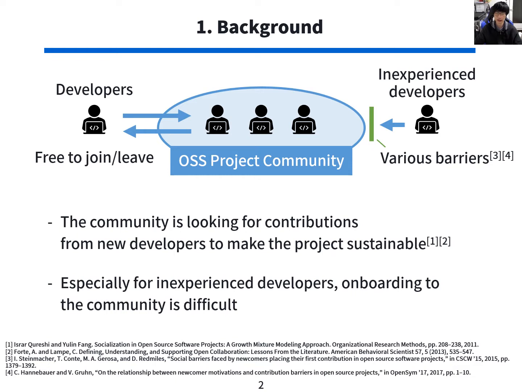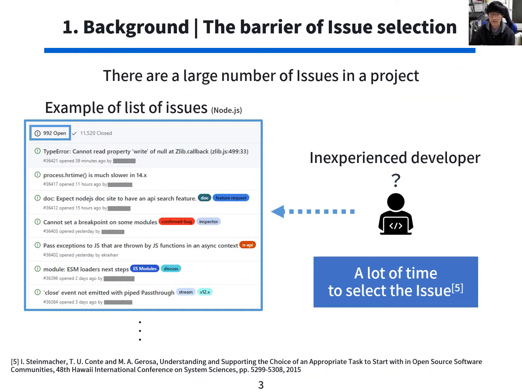It is known that new developers face various barriers in joining the community, especially for inexperienced developers with OSS development. The impact of barriers is significant, and onboarding to the community itself may be difficult. One of the barriers for inexperienced developers is the barrier of issue selection.